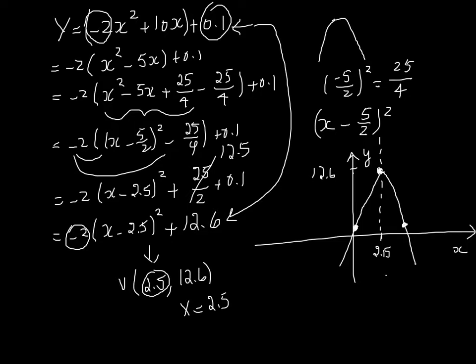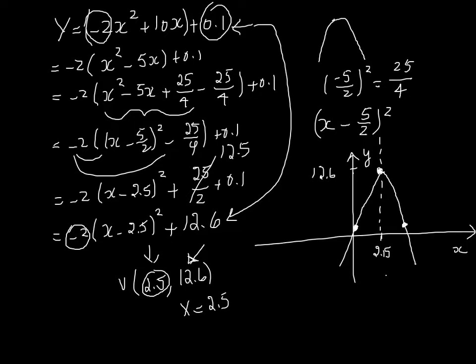Now the next part of the question is asking what is the maximum height of the ball. The maximum height of the ball is the y-coordinate of the vertex, which is 12.6. So the maximum height of the ball is 12.6 meters.